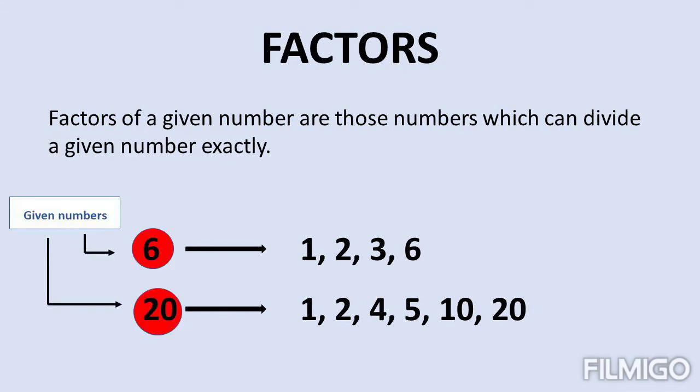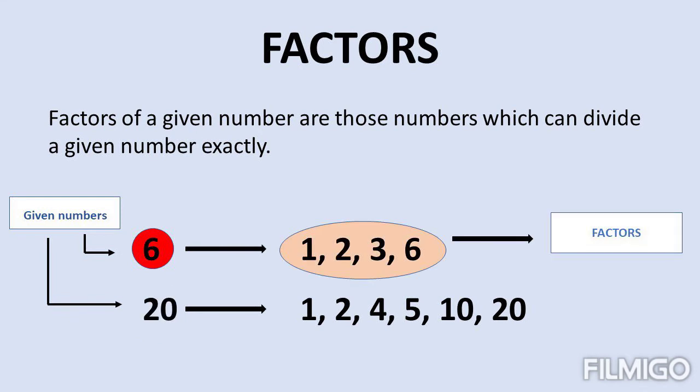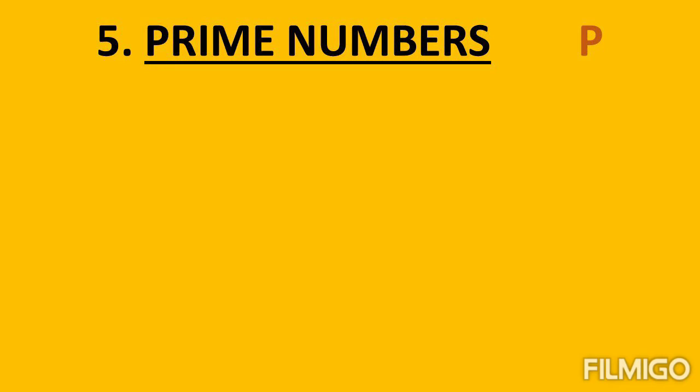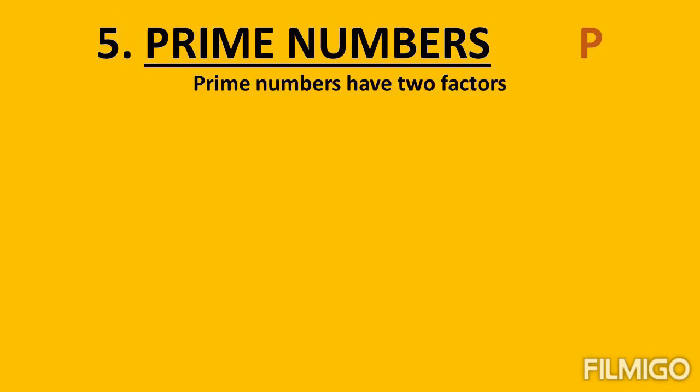So the given numbers here were 6 and 20. If I take just 6, the factors of 6 are 1, 2, 3 and 6. Similarly, if I take 20, then the factors are 1, 2, 4, 5, 10 and 20. Now, knowing about factors, we move over to prime numbers. That's because prime numbers have 2 factors. I'm saying they are supposed to have 2 factors.